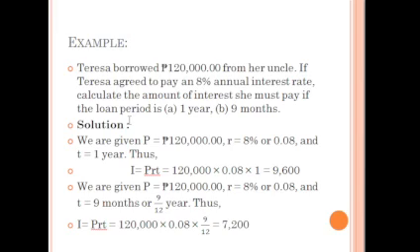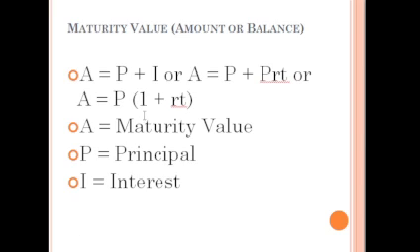So we have 9/12. Thus, I is equal to P times R times T, and that is 120,000 times 0.08 times 9/12, and that is 7,200. So for a 9-month loan period, the amount of interest of Teresa is only 7,200. So if you are Teresa, which loan period would you choose, 1 year or 9 months? So it's up to you. The decision is yours.